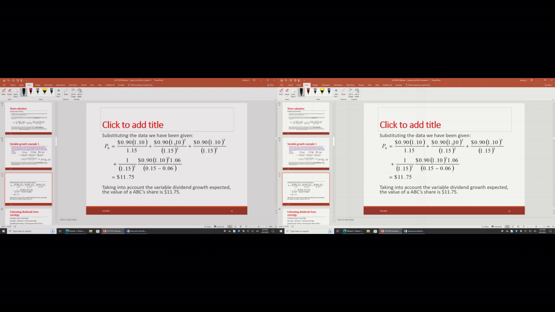And there's also an assumption for this equation. The second stage growth rate should be less than the required rate of return. So it doesn't matter what the first stage growth rate is. It can be a high number or a low number. But the second stage growth rate should be less than the required rate of return.